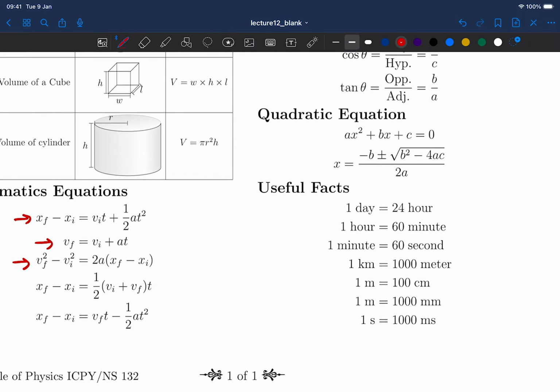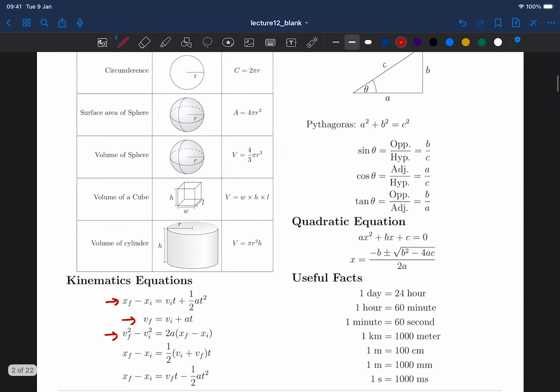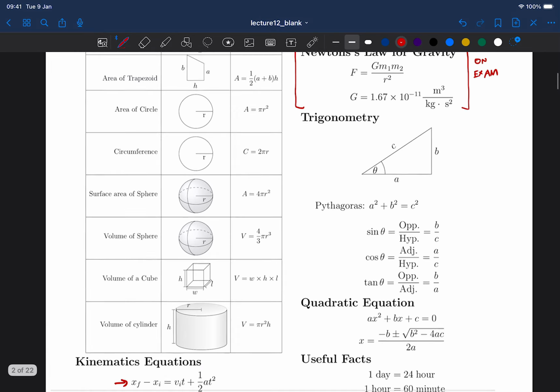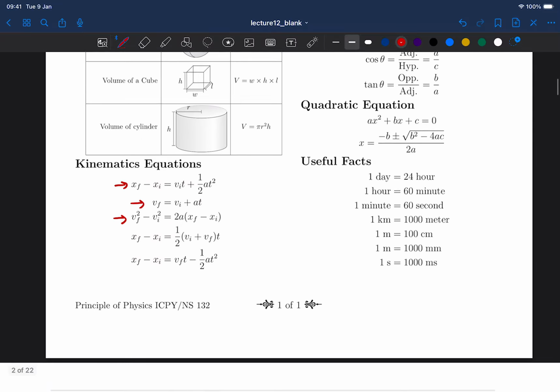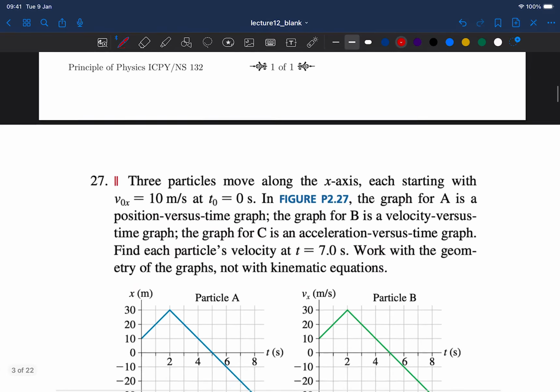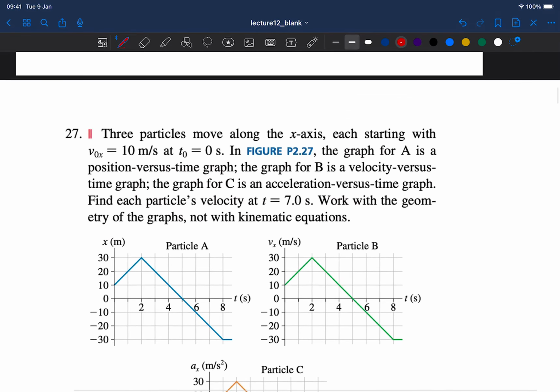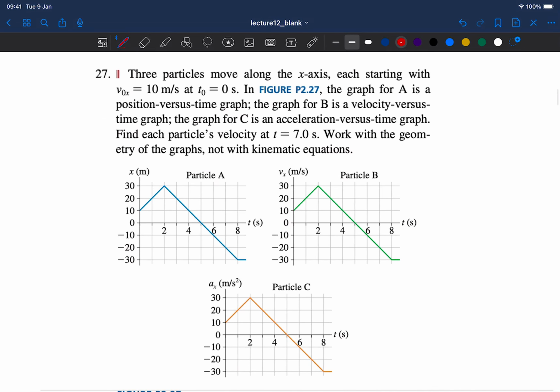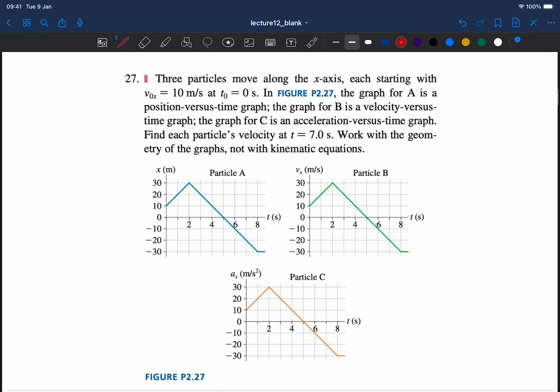So this page will be given to you in the exam paper. Again, don't forget to bring calculator. And that being said, let's look at the problems that I have prepared for this session. Okay.